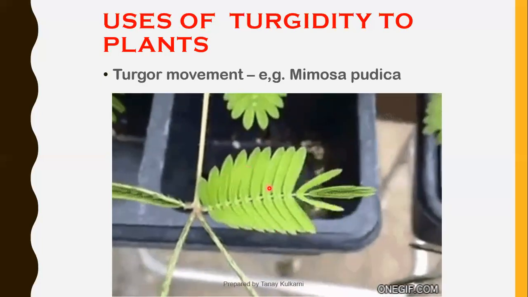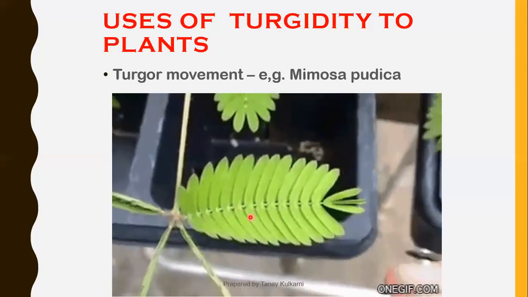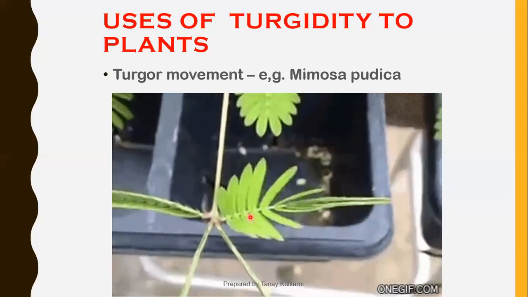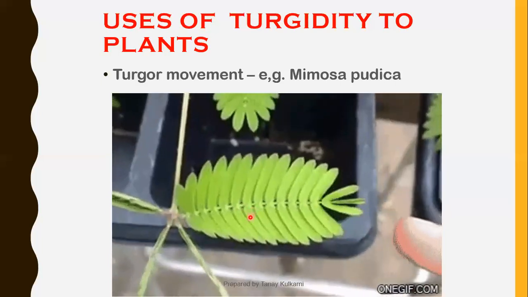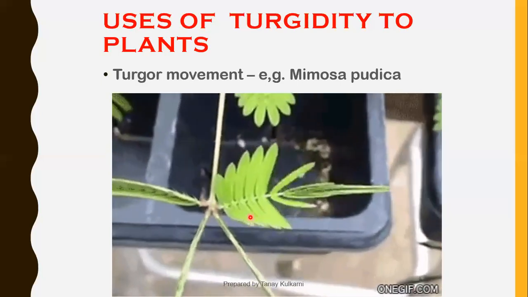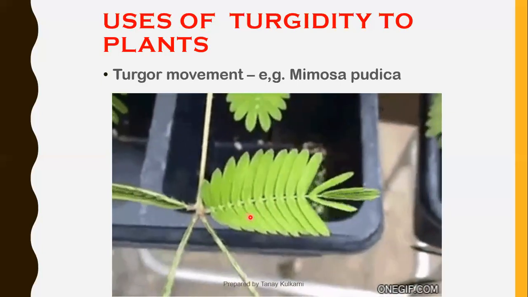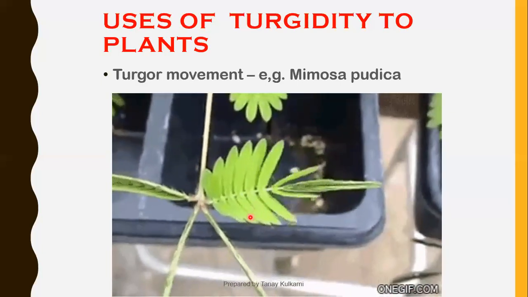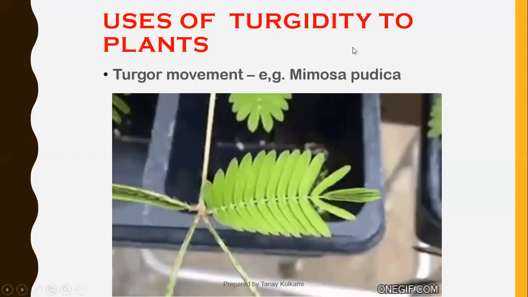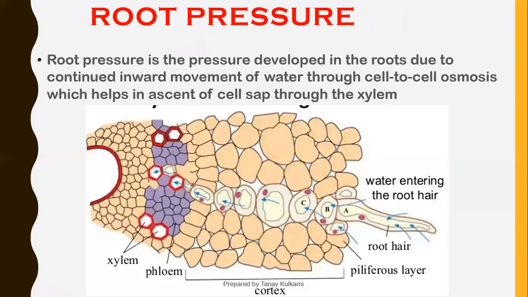Somewhat similar movement we can even observe in insectivorous plants, whose leaves will close when they entrap the living prey. The bending movement of certain flowers, that is sunflower towards the sun, and the sleep movement of the leaves in certain plants at night are also due to turgidity movements. Please remember. Next is the root pressure.